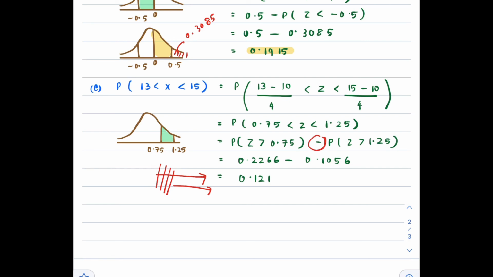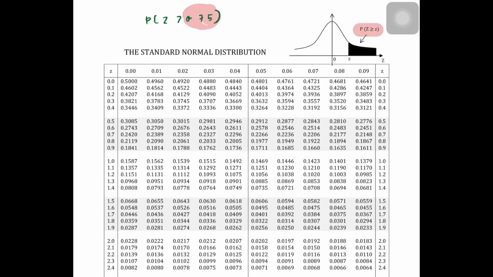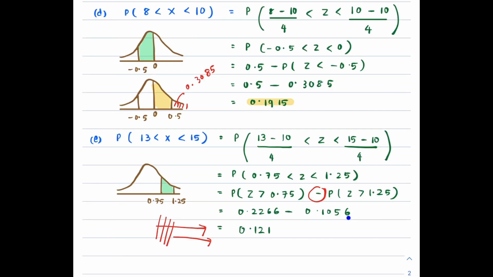Okay, so 0.75 from your table is 0.2266, which is your answer from part A just now. And then 1.25, if you refer to the table, the first decimal place is 1.2. So refer to this one, 1.2. And then the second decimal place is 0.05. So the intersection value is 0.1056. So if you minus these two, you will have the final answer for question part E, which is 0.121.